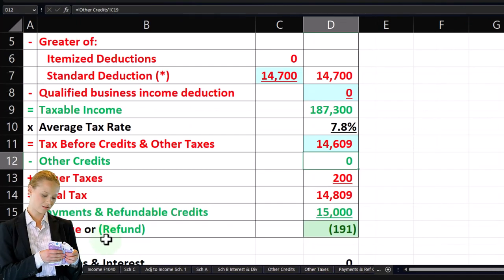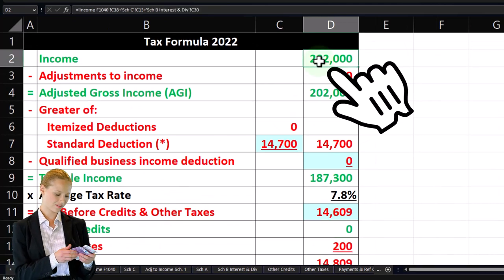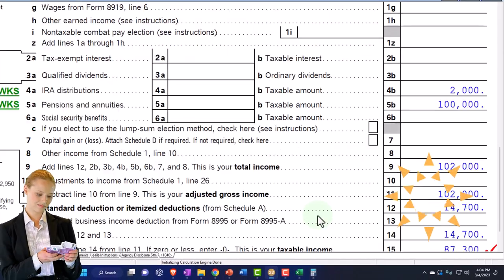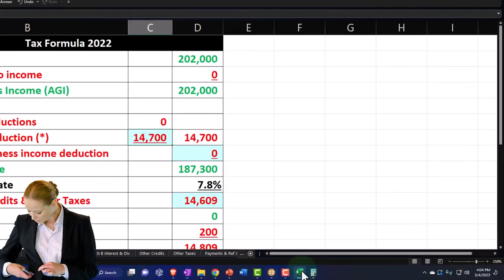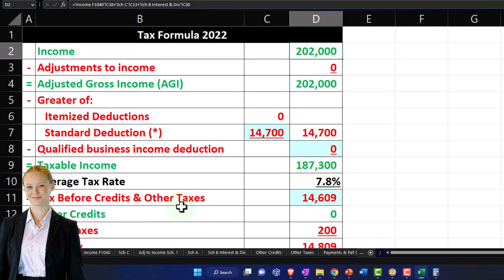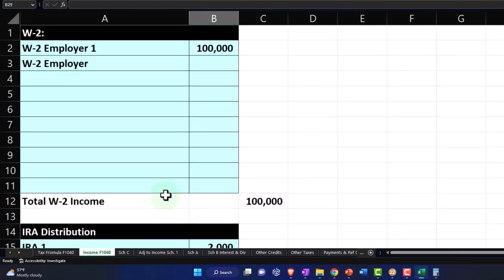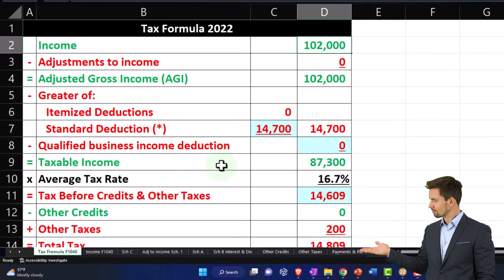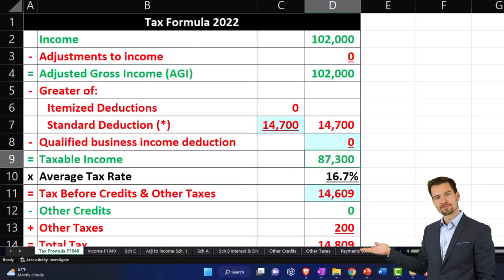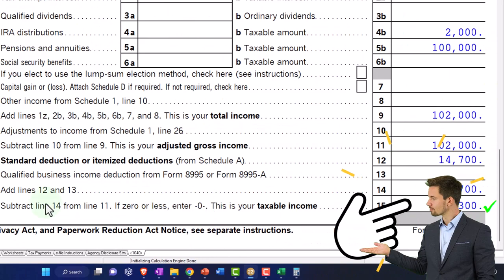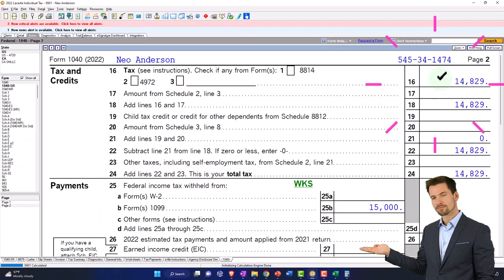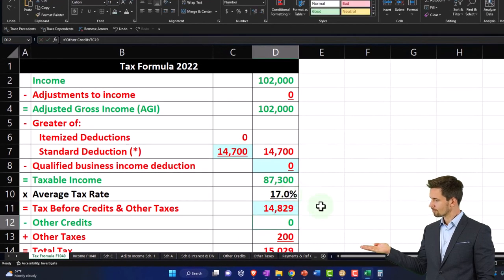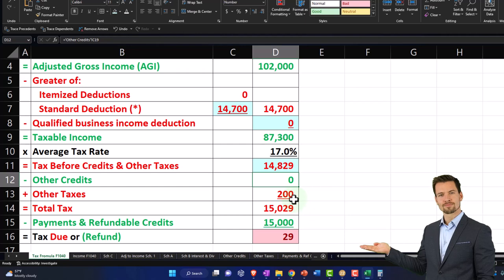I'll just put them all in one that time. Okay. So now we've got the 202, the 14.7, the 202, the 14.7, the 202. Oh, the 100,000 needs to go from here. Now we've got the 102, the 14.7 gets us to the 87.3. 87.3, boom. And then page two, we've got the 14.829. I'm gonna plug that in, 14.829.